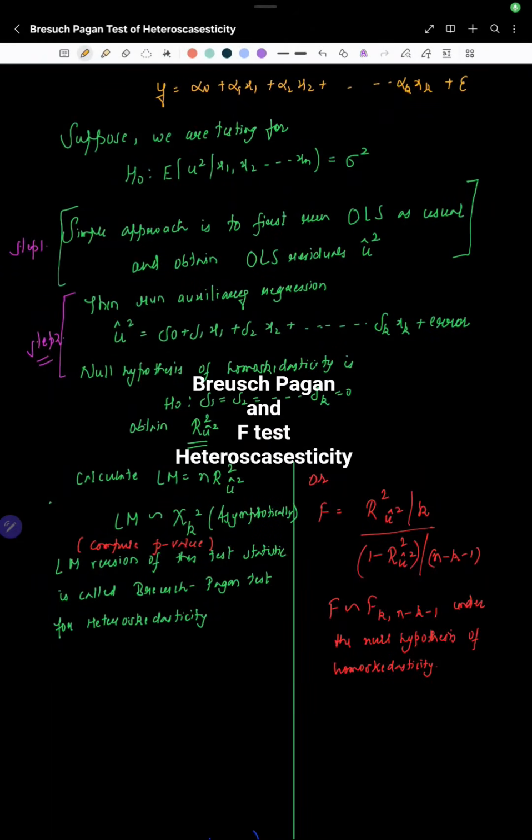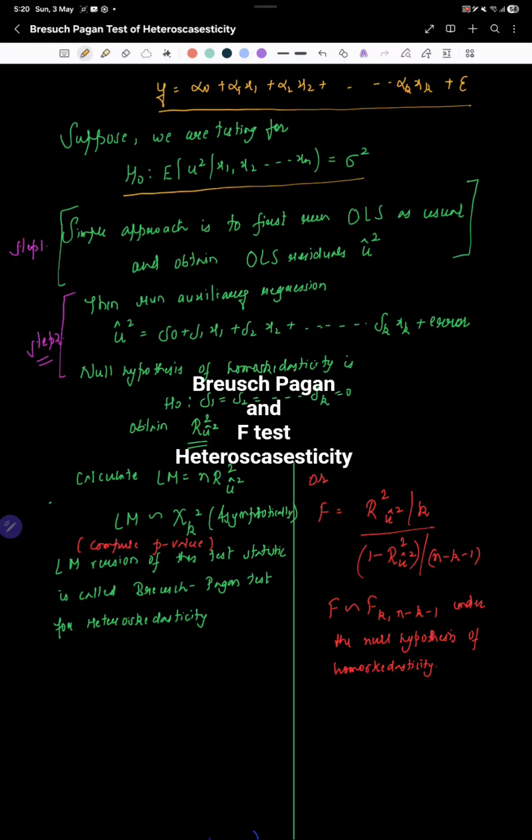Okay students, let's go through the steps of the Breusch-Pagan test of heteroscedasticity. Suppose we are running this regression model involving k explanatory variables, and under the assumption, the null hypothesis, we say that all the errors are distributed with the same variance, that is sigma square. So how can we test whether this assumption holds or not?